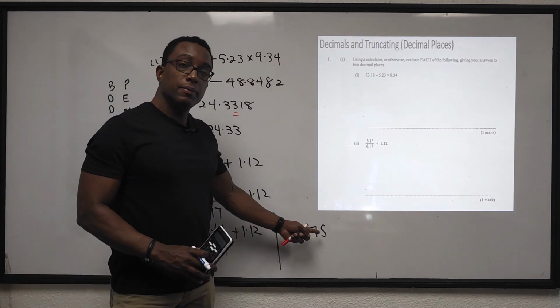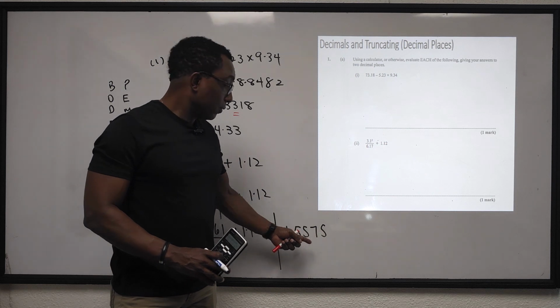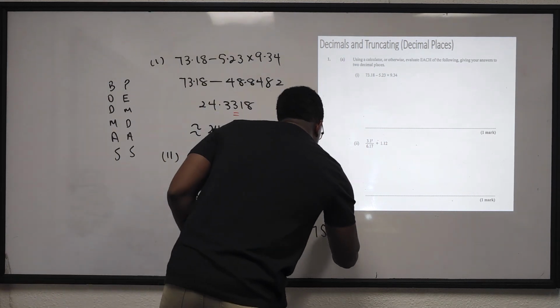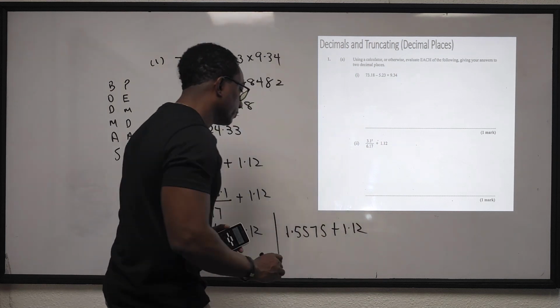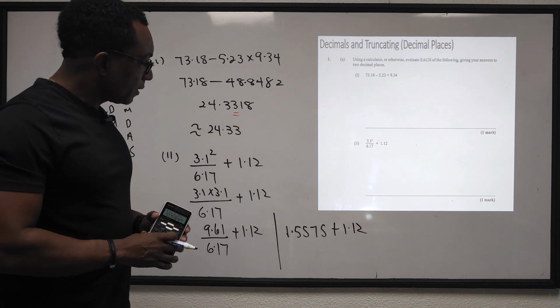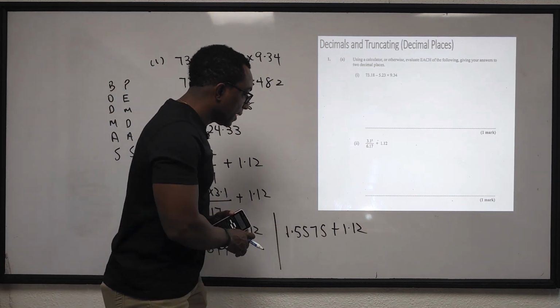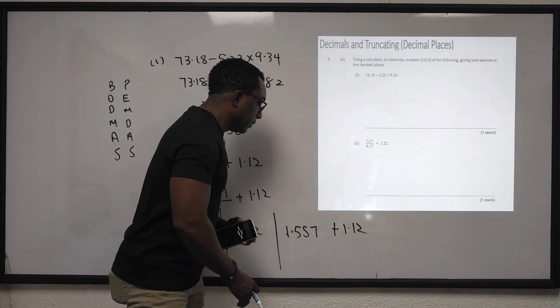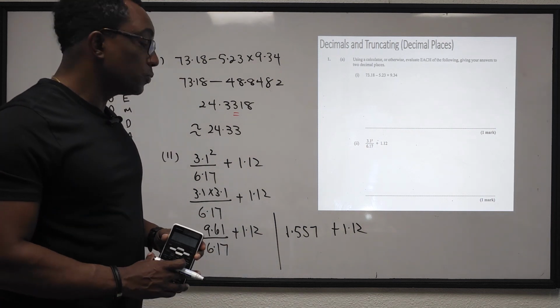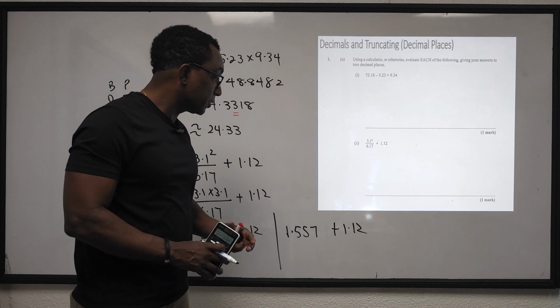So you can go up to the third position after the point, or even the fourth position after the point, plus 1.12. So if it's to two decimal places, I will suggest that you go to the third position after the decimal point. So we leave it as 1.557, seeing that we have to approximate to two decimal places. So I'll go to the third position after the point.